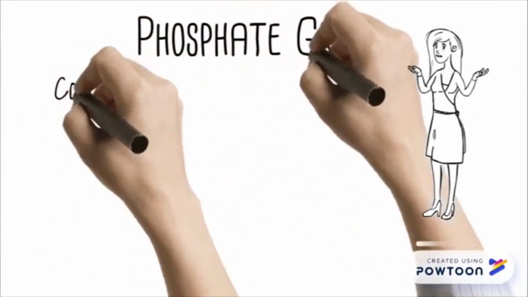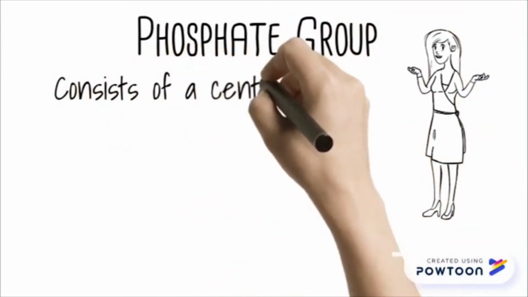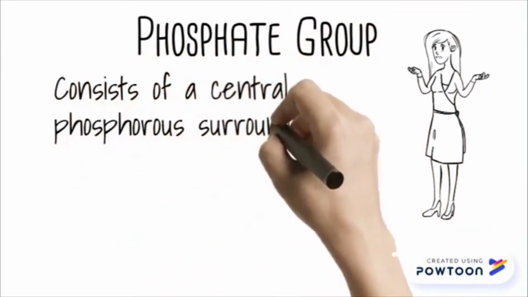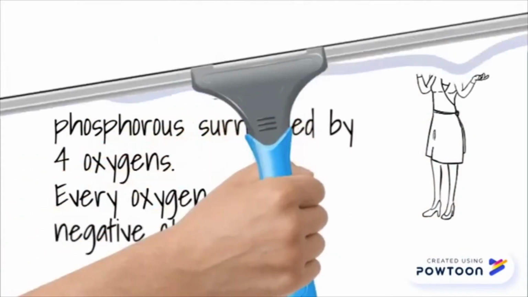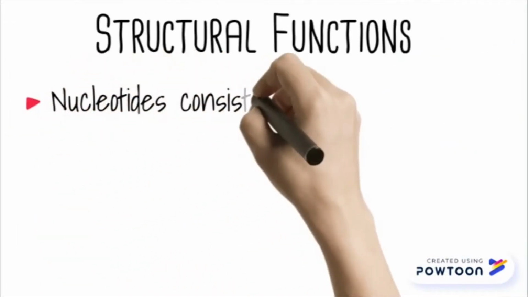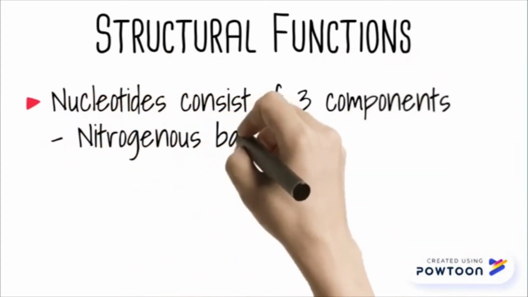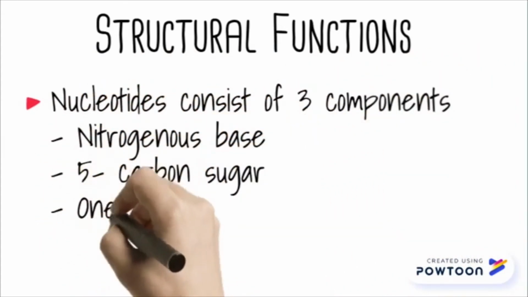It consists of a central phosphorus surrounded by 4 oxygens. There is a negative charge on every oxygen that has only one bond coming off of it. A nucleotide consists of 3 components: nitrogenous base, 5-carbon sugar, and 1 or more phosphate groups.